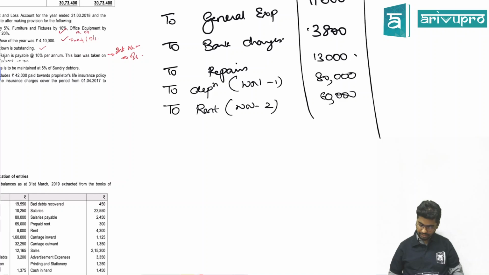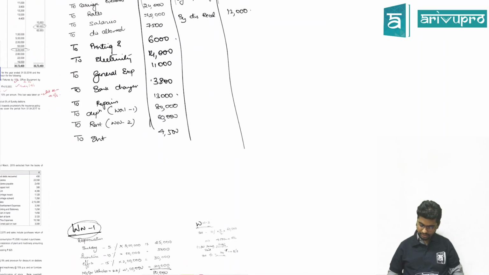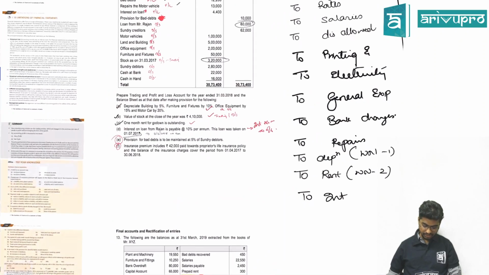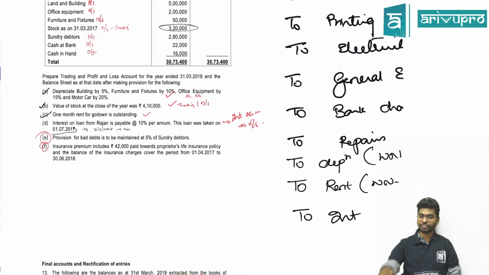I'll come back here and write it as what? To interest 4,500. Are you clear till here? Everyone done? 4,400 you have already paid, 100 you have to still pay, so it becomes 4,500. Which is my last adjustment? Our favorite.